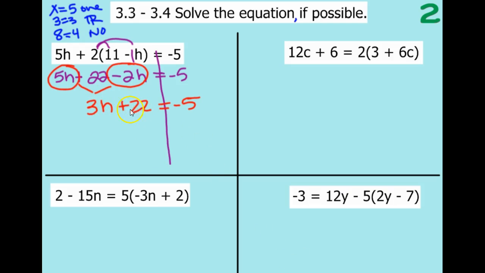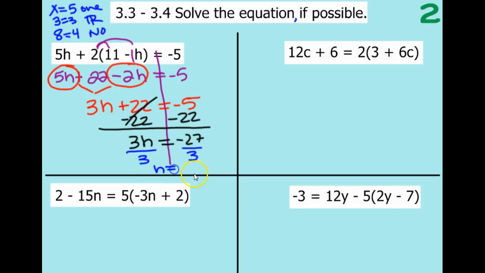Then get rid of our addition and subtraction. We're going to subtract 22. We have 3h, and all negatives here, so add them up, that's negative 27. And then our last step, divide by 3. And we're going to get a negative 9. Alright, let's move along.